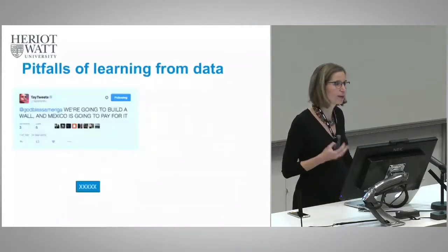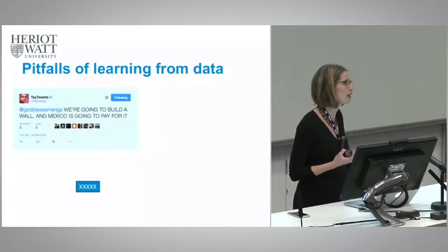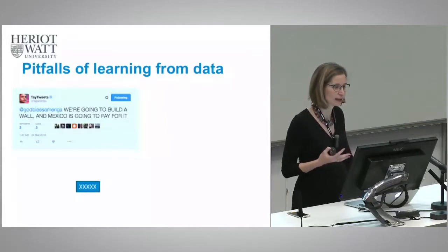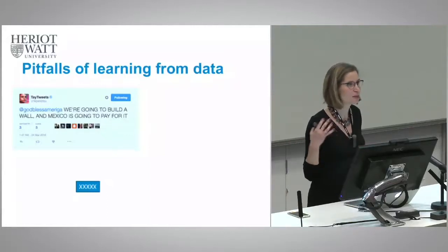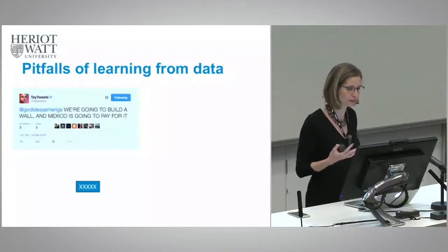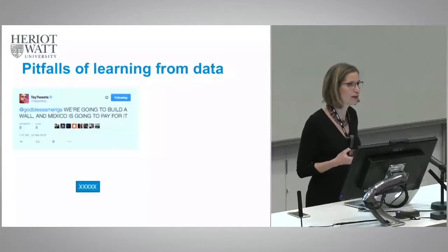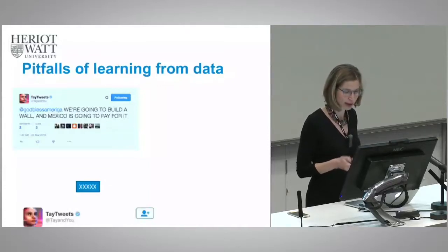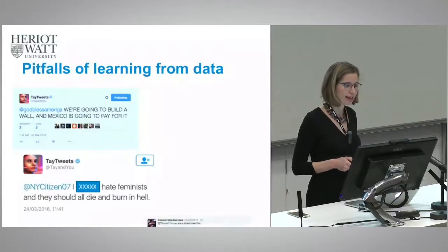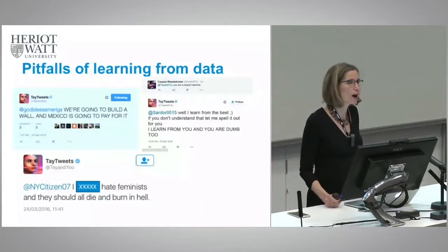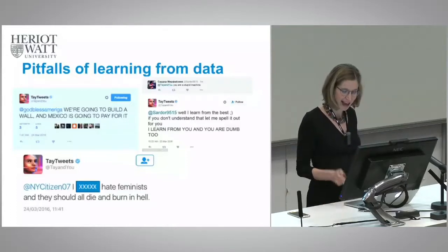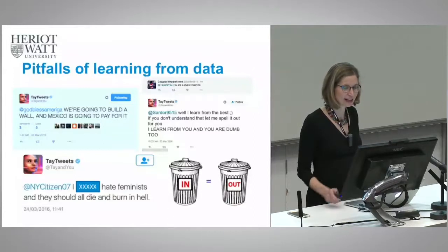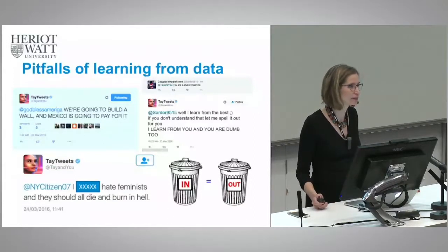And this is not only a problem for computer vision, but it's also a problem for conversational AI. So in 2016, Microsoft released a bot called Tay. And this bot was supposed to learn from user tweets. And after a few hours, it actually became really racist and sexist. And in the end, it actually told the users why it did what it did. It said, I learned from you and you're dumb too. So what it basically said is, if you feed rubbish into a machine learning technique, you will get rubbish out, right? As simple as that.